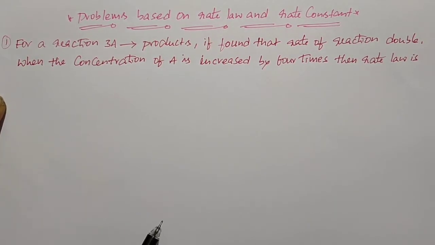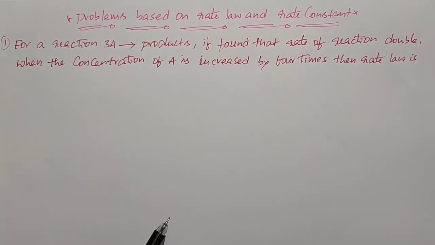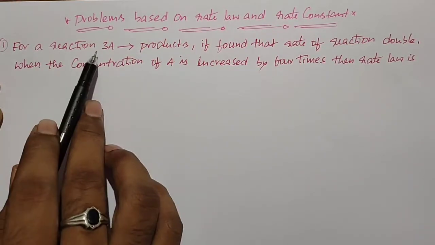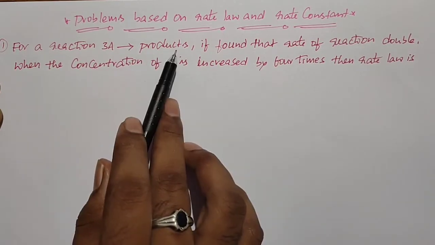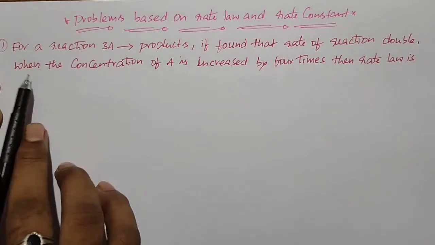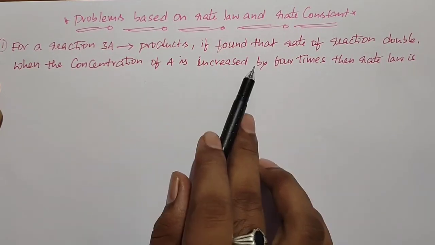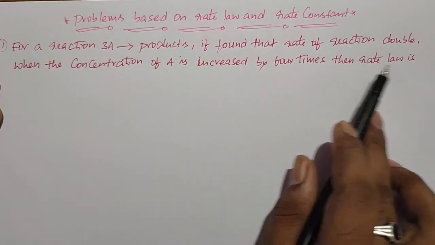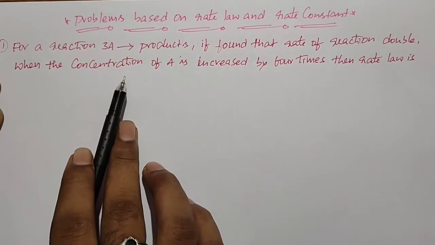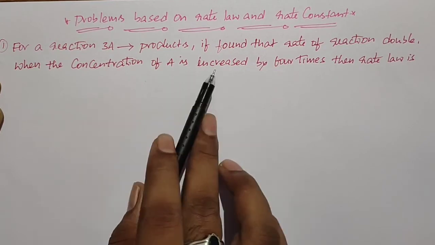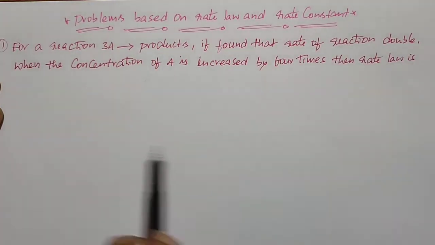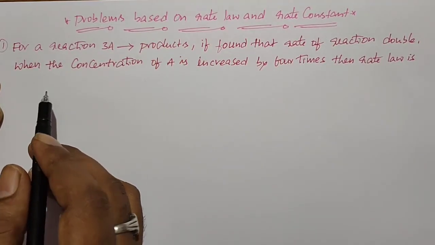In this video, we are discussing problems based on rate law and rate constant. This is question number 1. For a reaction 3A gives rise to products, it is found that the rate of the reaction doubles when the concentration of A is increased by 4 times. Then the rate law is? So they are asking about the rate law, and they give some information. When the concentration of A is increased by 4 times, the rate becomes double. Based on this information, we need to find the rate law.